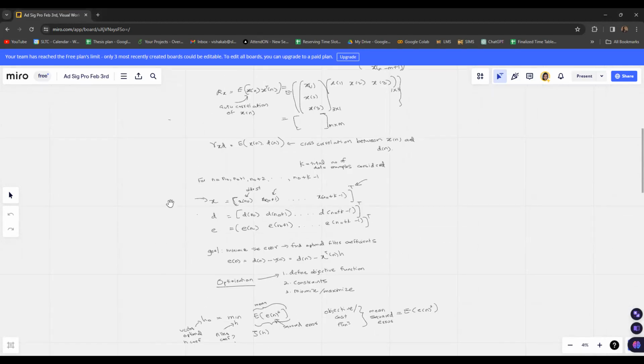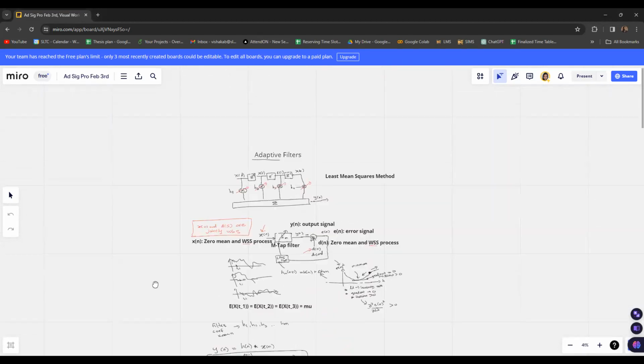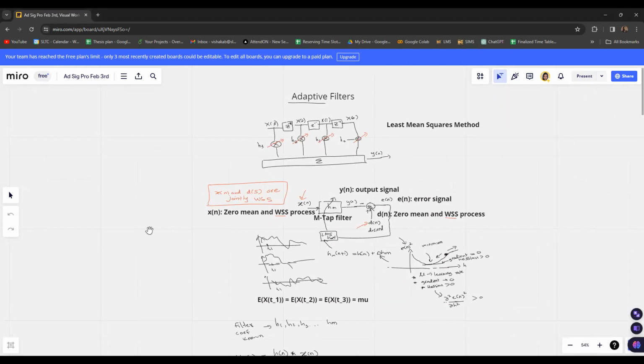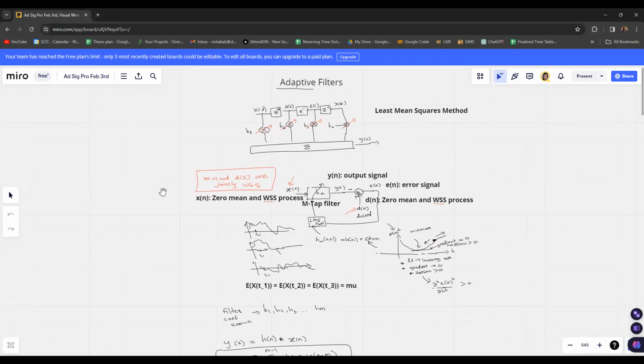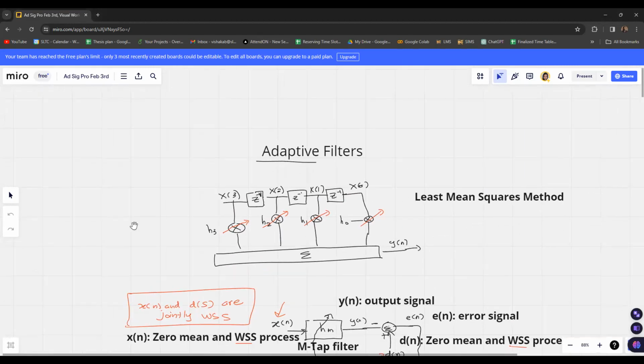So in the last class, we discussed adaptive filters, and we will continue that discussion to a certain extent today as well. In adaptive filters, we discussed basically FIR adaptive filters. And here, the block diagram shows a diagram of an FIR filter.